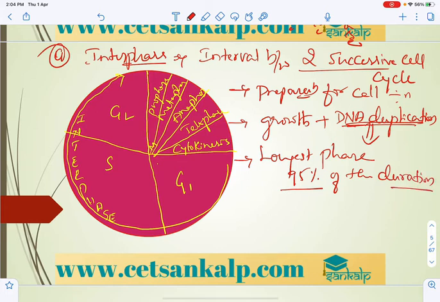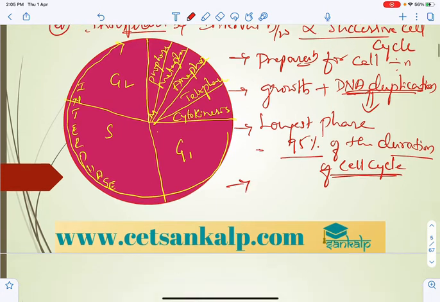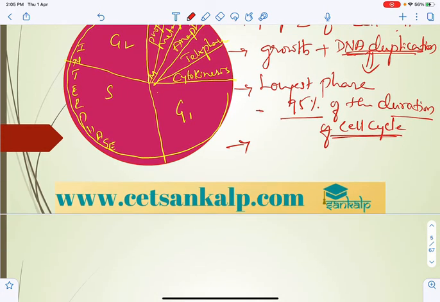So 95% of the total duration of the cell cycle is occupied by interphase. That is why it is called the longest phase, and it includes three phases: G1, S and G2 phase.